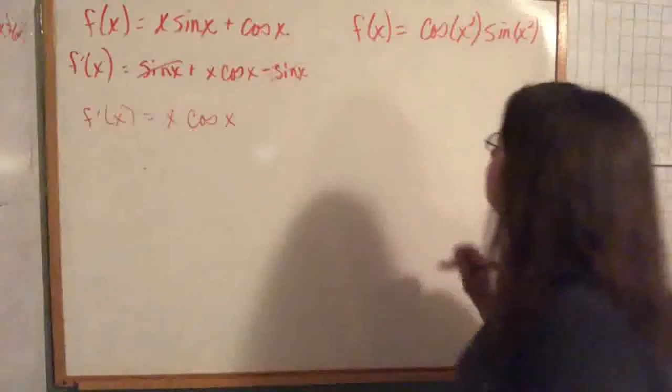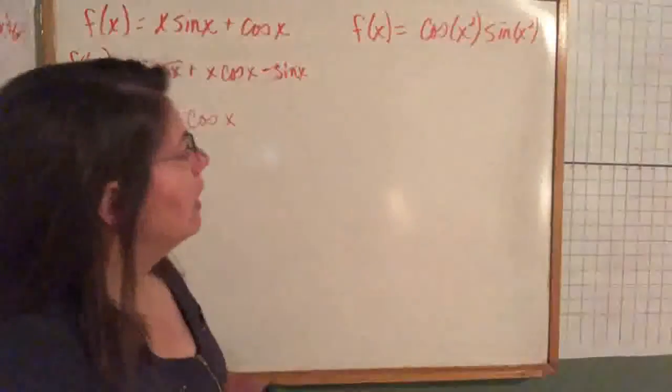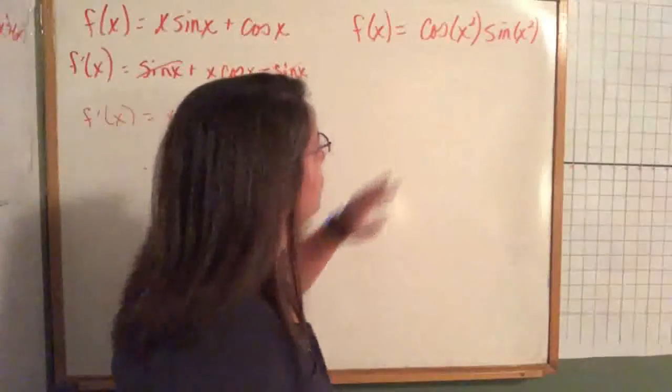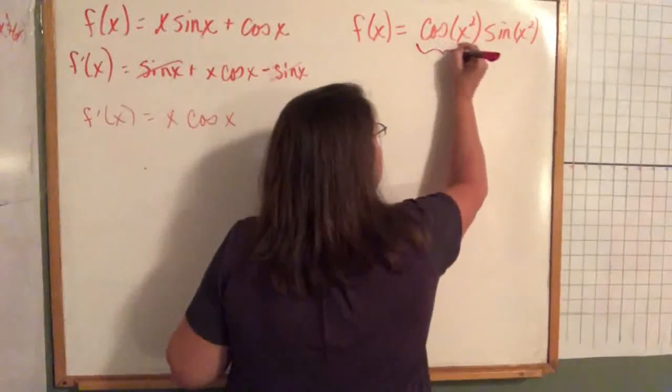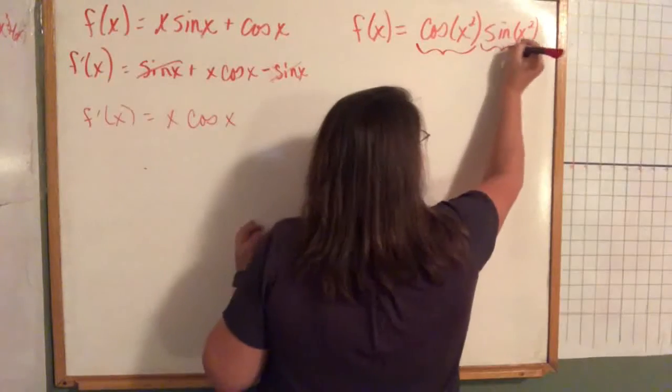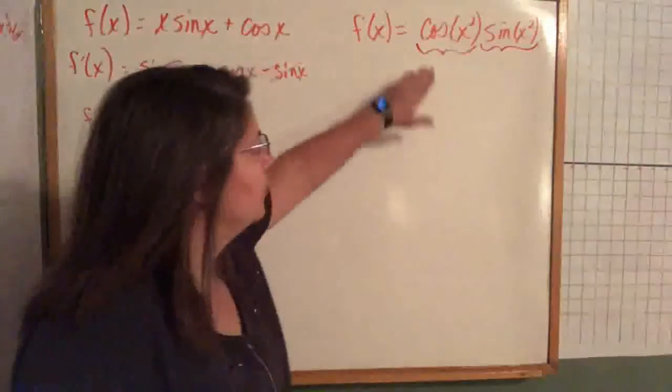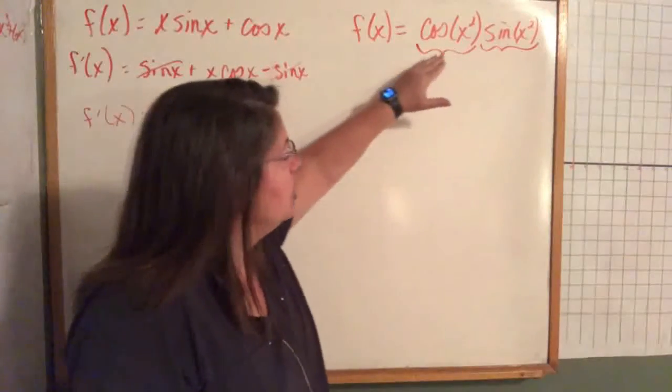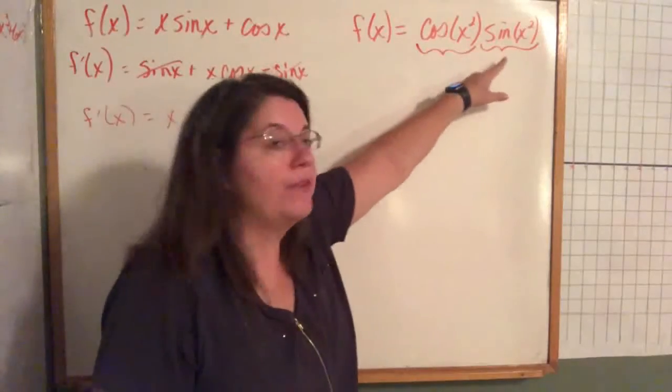For the next one, if you look at this, that's also a product rule. If you look at what you've got, this is the first thing and this is the second thing. So you've got two things. This is your u and your v, right?